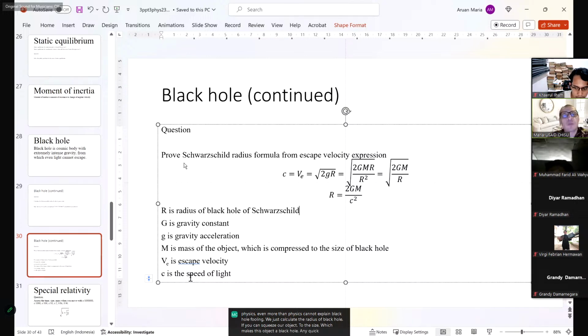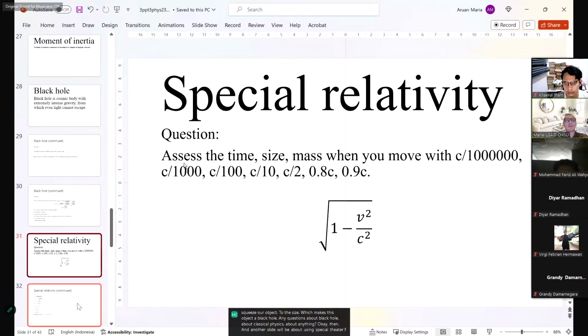Any questions about black hole, about classical physics, about anything? Okay, then another slide will be about using special theory of relativity in classical physics, okay?